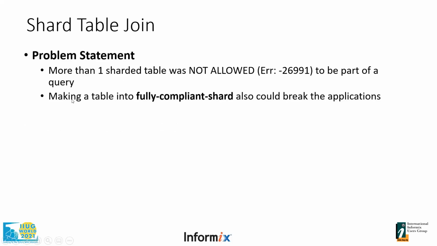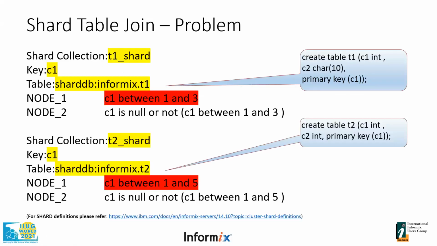But now, the question here is, if the shard is a fully compliant shard, I'll tell you what the fully compliant shard means, why can't we allow it? That's what we are going to try addressing with an example. Here is an example which is demonstrating what the problem is. In this, I'm using two shards. One is defined on T1, and the other one is defined on T2.